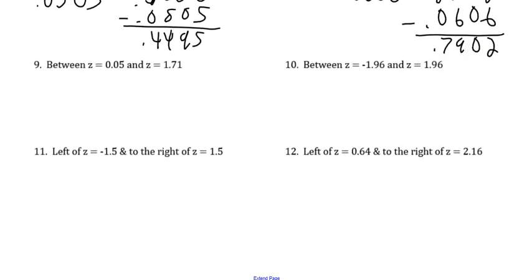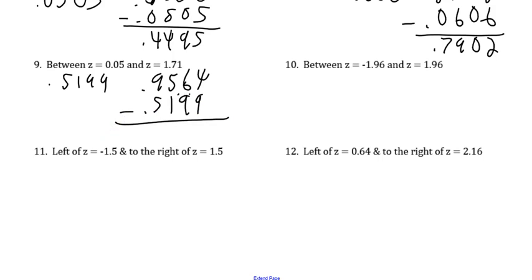Okay, number 9. Same concept, between 0.05 and 1.71. So 0.0 is just the very top, go over 5 columns, that's 0.5199. Then 1.71, 1.7, go over 1 column, 0.9564. And then all we're going to do is subtract the 0.5199. I don't know why I wrote so many nines. Let's start over. When you subtract those for number 9, you get 0.4365.